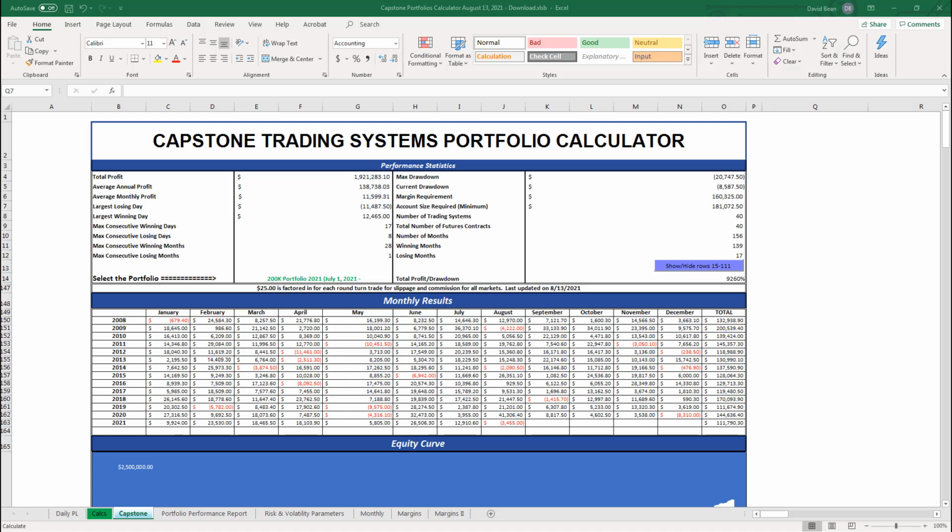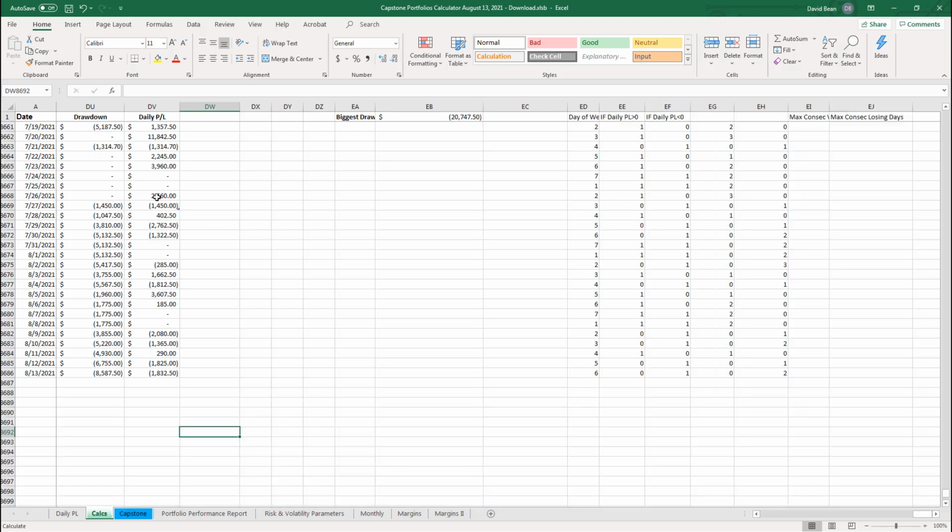First, let's go over what we have for this month. You can take a look here at the 200K portfolio. It's currently in an 87.50 drawdown from the most recent equity peak towards the end of July, I believe the 26th or 27th of July. Let's take a look here to be sure. The last equity peak was on July the 26th.